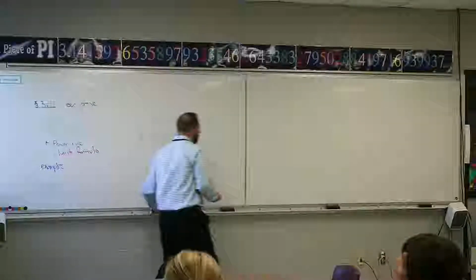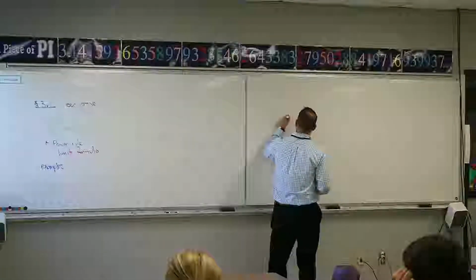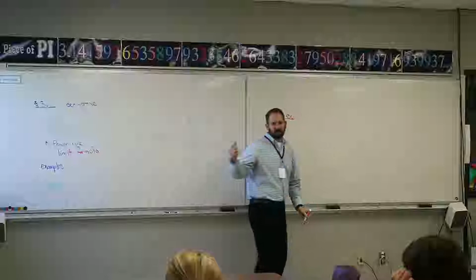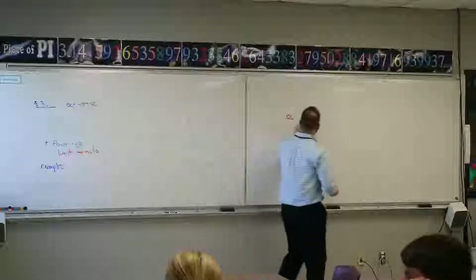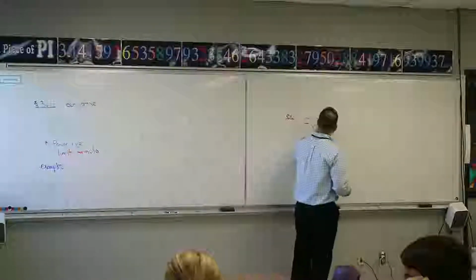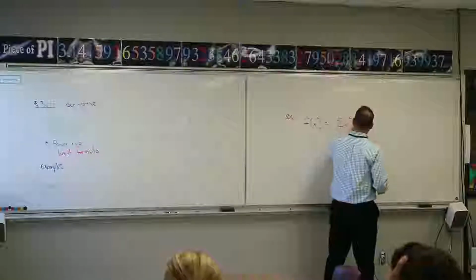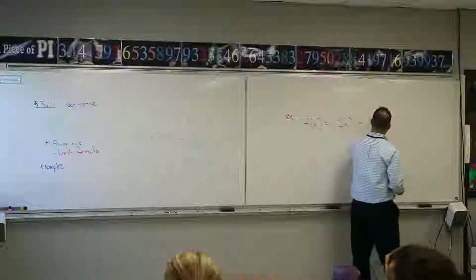So here's the idea. Let me give you an example, because I know if you didn't see an example, that gets confusing when you see p's and q's. So let's say it's 5x to the fourth plus 9x to the third minus 7x plus 1.